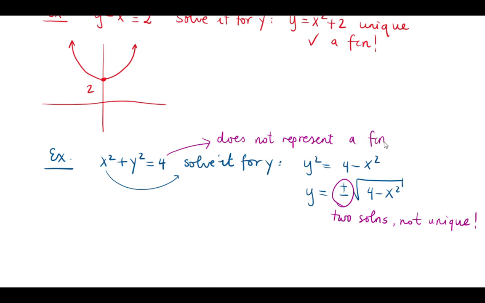And if you graph this one, you can check that. It's a circle with radius 2, centered at the origin. I'll try my best to draw the circle. If you look at the circle, it fails the vertical line test. If I draw a vertical line, it intersects twice. So this does not represent a function.